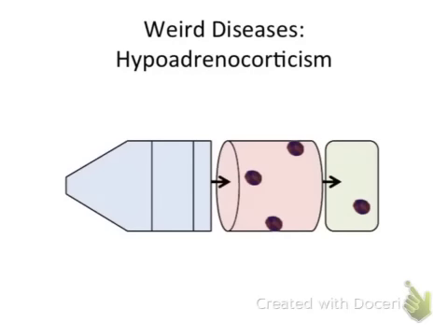Hypoadrenocorticism is an uncommon endocrine disease that typically causes decreased production of cortisol and aldosterone by the adrenal glands. In some animals with hypoadrenocorticism, they develop eosinophilia due to a cortisol deficiency. This cortisol deficiency is thought to lead to increased release of eosinophils from the bone marrow.